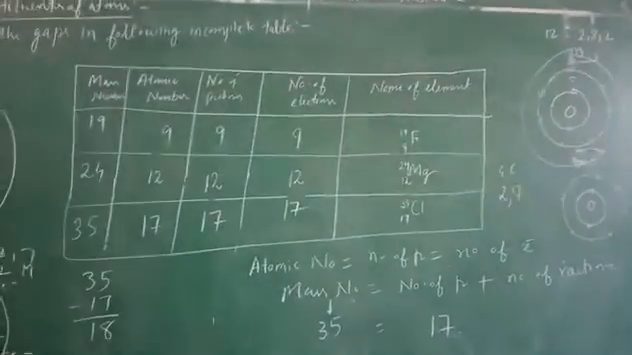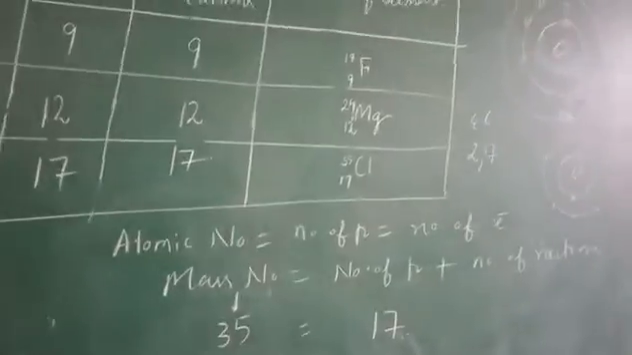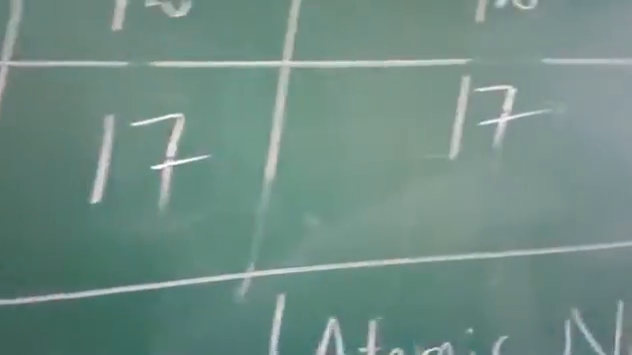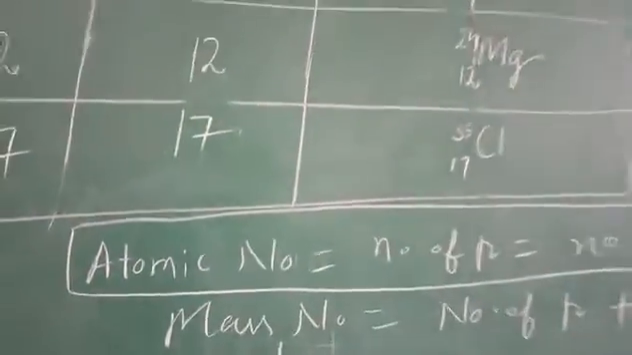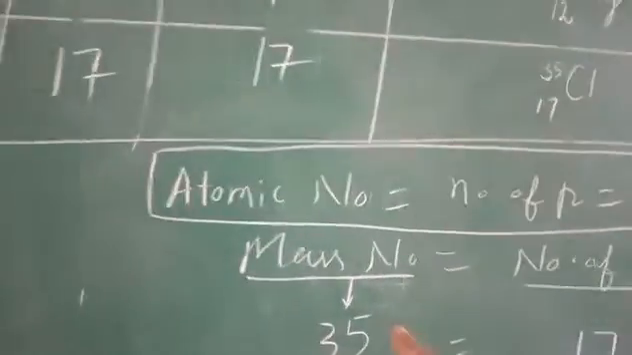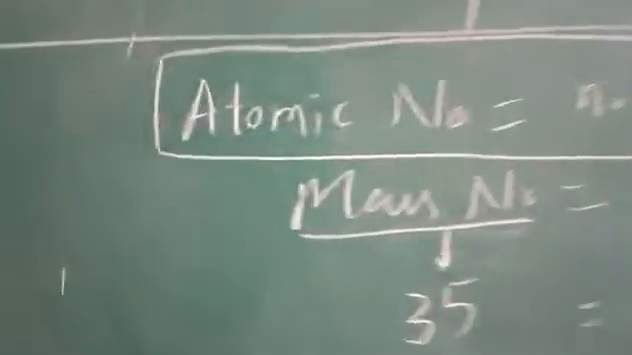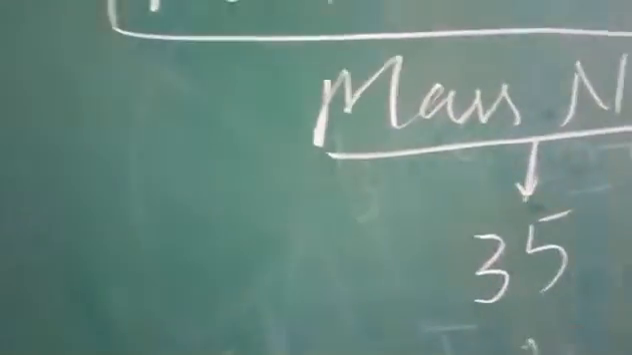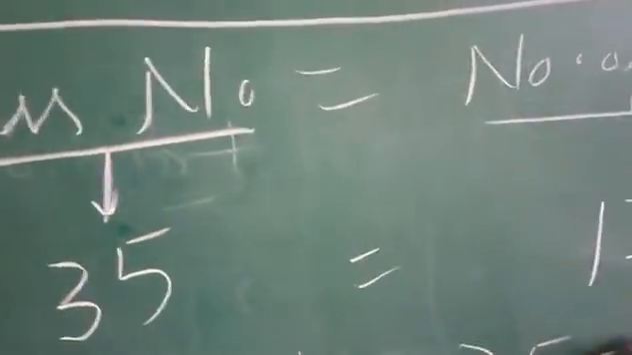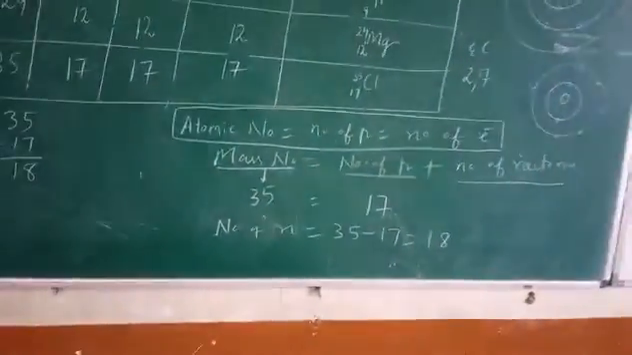So you must understand the formula that atomic number is equal to number of protons is equal to number of electrons. And second is mass number is equal to the number of protons plus number of neutrons. For example, mass number 35, number of protons 17. Then number of neutrons is equal to 35 minus 17 is equal to 18. So in this way you can know the number of neutrons.